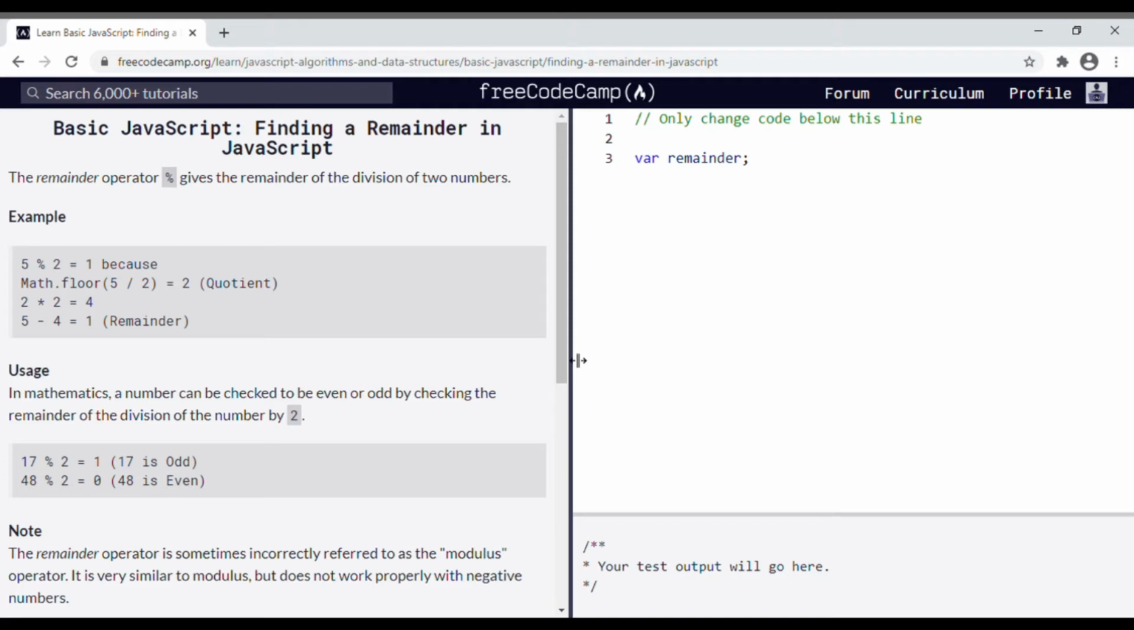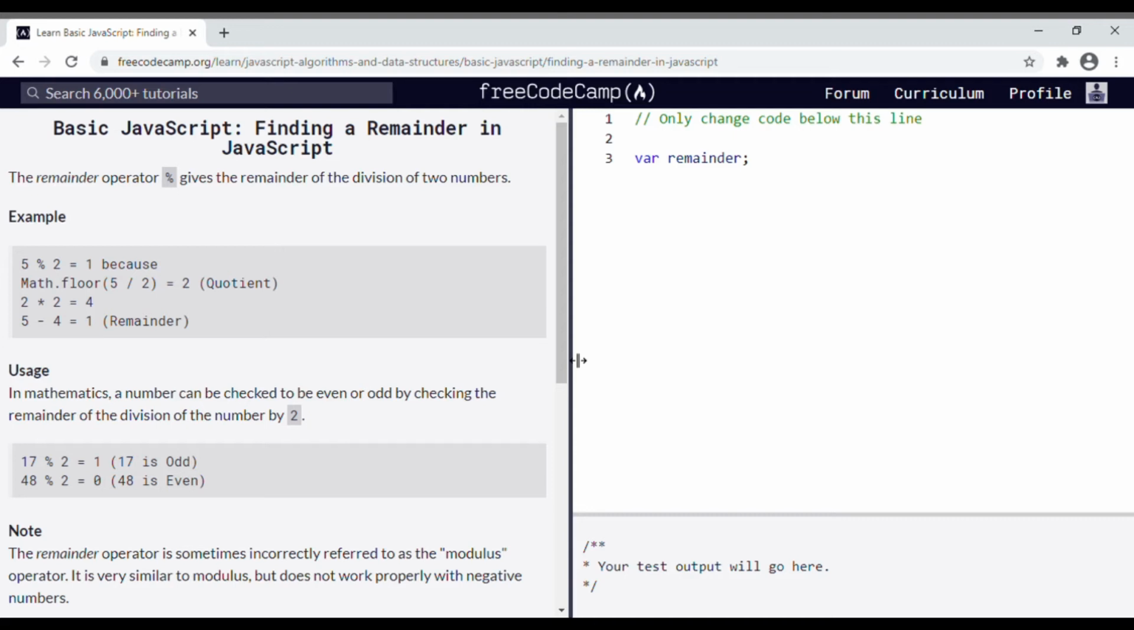Usage. In mathematics, a number can be checked to be even or odd by checking the remainder of the division of the number by 2. 17 remainder operator 2 equals 1. 17 is an odd number. 48 remainder operator 2 equals 0. 48 is an even number.